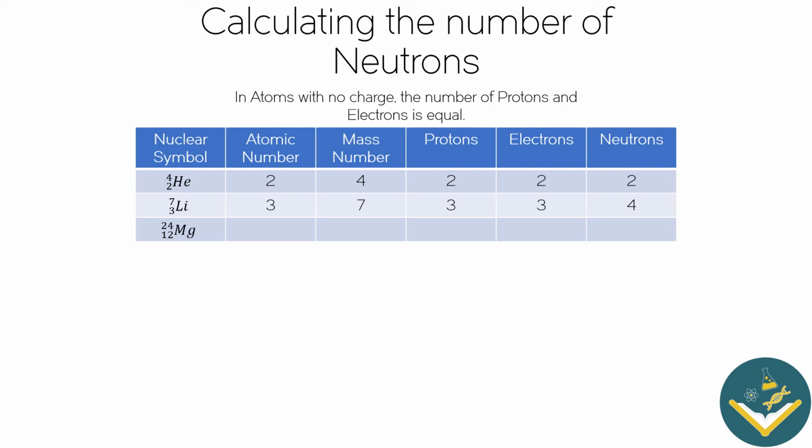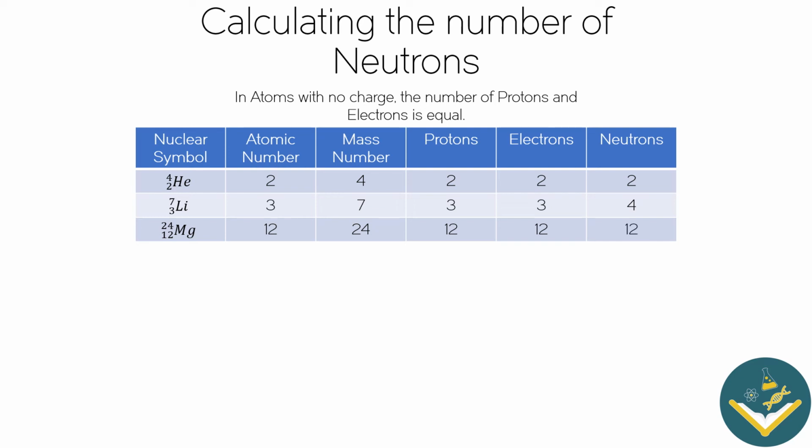And lastly, magnesium, slightly bigger numbers this time. We can zoom through the atomic numbers and mass numbers quite quickly, as we can quite clearly see them. We have to remember that the number of protons is equal to the atomic number, therefore 12. The number of electrons is always going to be equal to the number of protons in an atom, and the number of neutrons is the difference. The difference between 12 and 24 is, of course, 12.